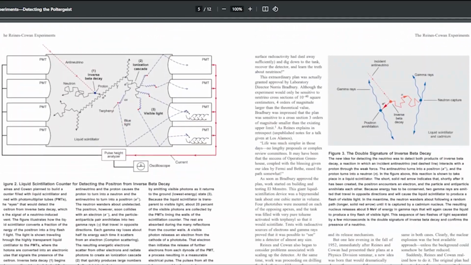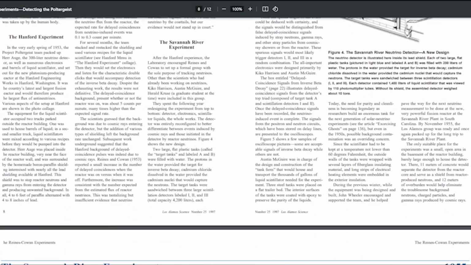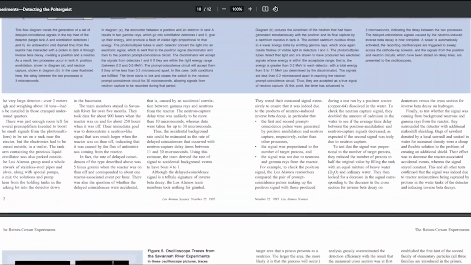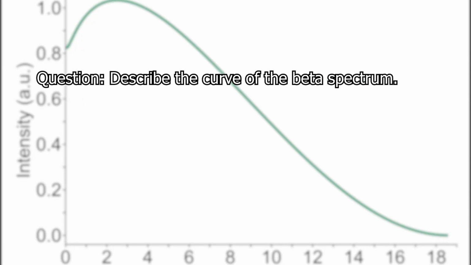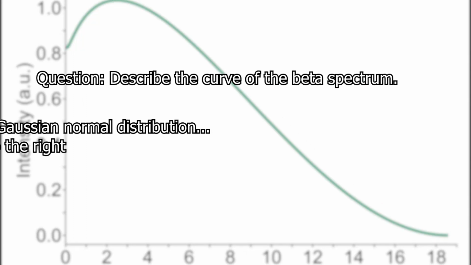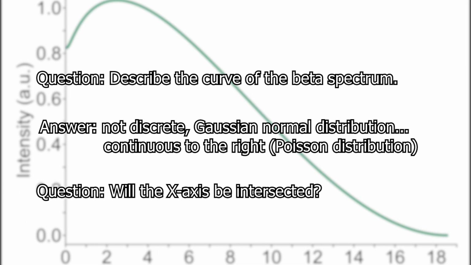And we always ask our students the fundamental question about the mass of the neutrino before going into the lab. The question goes something like, first describe the curve of the beta spectrum. Then we get answers like, yes, it is not discrete, as with the gamma spectrum, it has the shape of a Gaussian normal distribution, and with a continuous part on the right side. And the really good ones know the term Poisson distribution, and then comes the question, okay, it approaches the x-axis, but does it also intersect it?